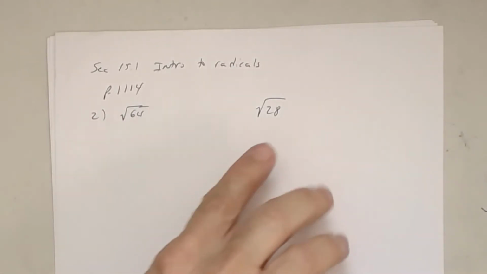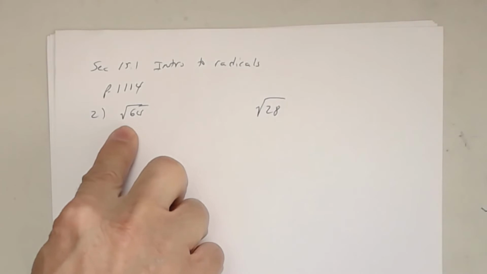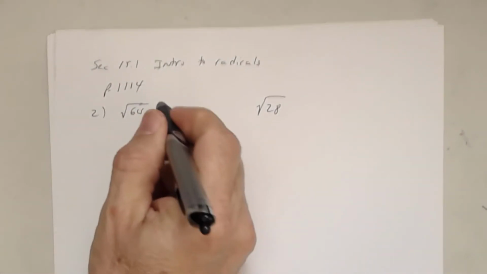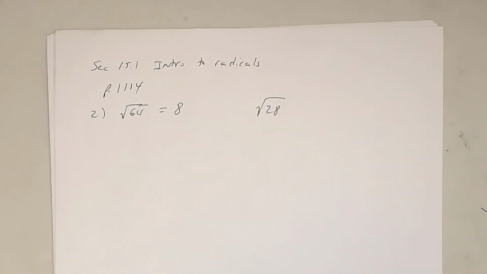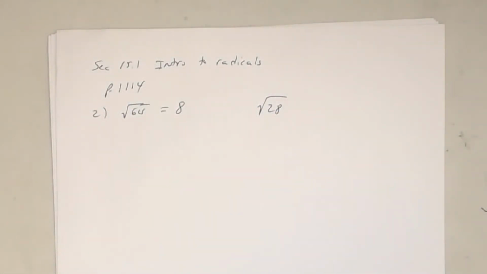So in another section, you're going to learn how to simplify this. So how do you simplify the square root of 64? It is just 8, because 8 times 8 is 64. All right, so remember, this whole thing's called a radical. The whole thing, like the square root of 28, the square root of 24, that's called a radical expression.